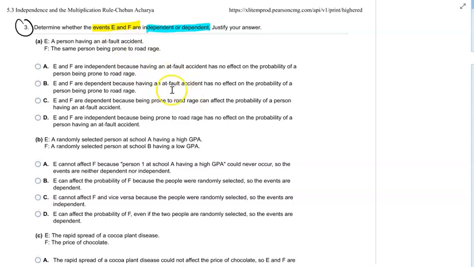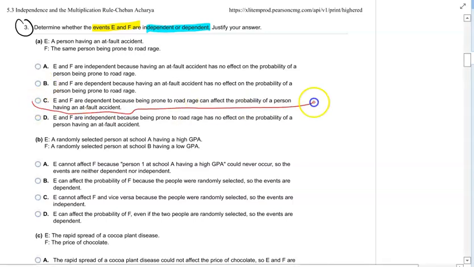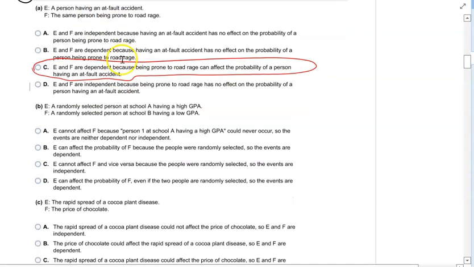Pause the video and ask yourself, are these two events independent or dependent? What do you think? Yes, they are dependent. The answer is C. The explanation: being prone to road rage can affect the probability of a person having an at fault accident. Therefore, these two events are obviously dependent.